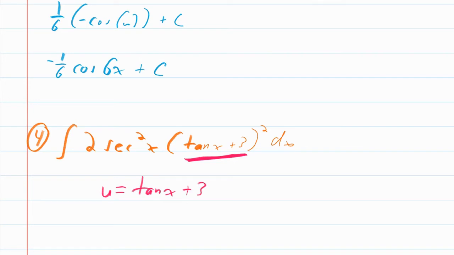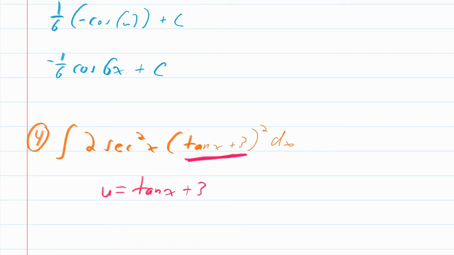One of the first questions people tend to ask when they do this is, how do you know what u is going to be equal to? And one of the ways you know that is you always want it to be equal to the inner function of something that's happening to it. So we see that we have something squared. Well, let's let u equal that something.